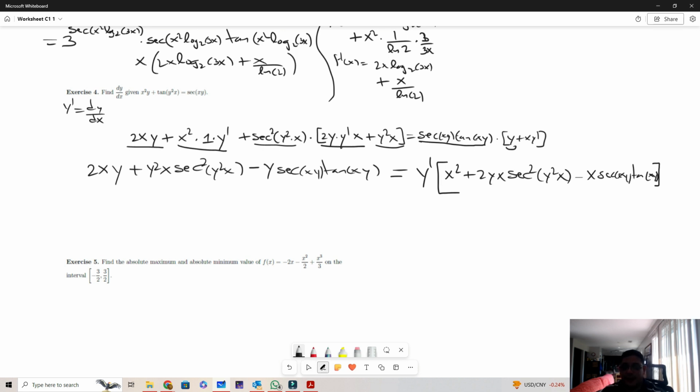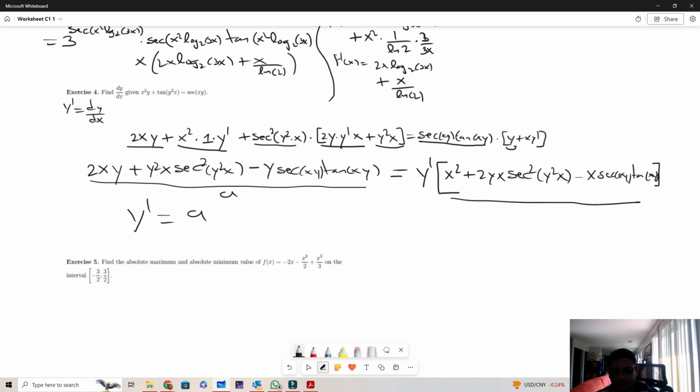And so after this very convoluted step, then I finally find out what y prime is, which is the ratio between these two things. I'm going to be calling this a, so I don't have to rewrite it again. And I'm going to be calling this factor b. So y prime will be a over b. And that's it. So at the end of the day, a lot of it is making sure that every time you're taking the derivative of y, you multiply by y prime or by dy/dx, depending on whatever you want to do.